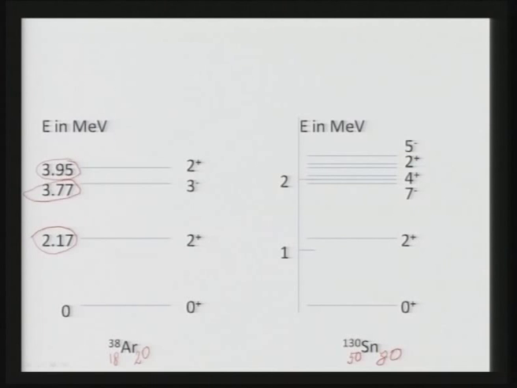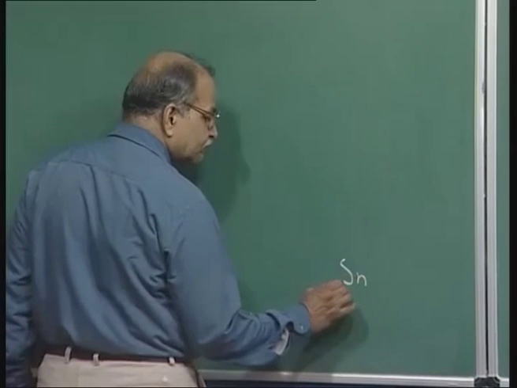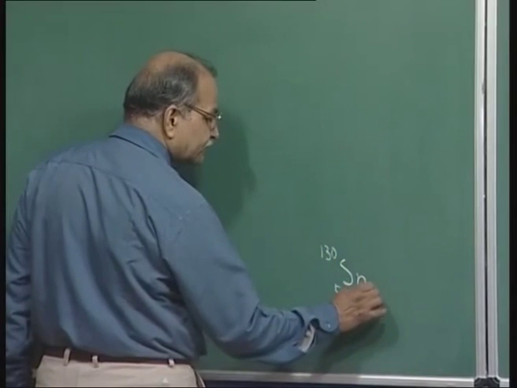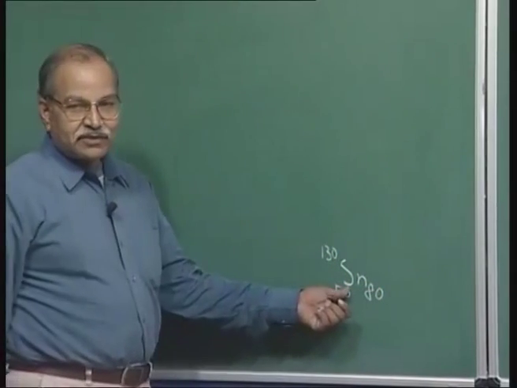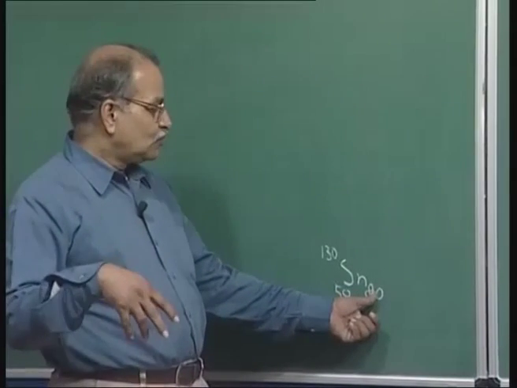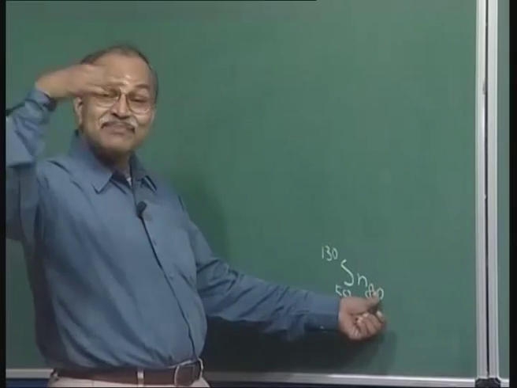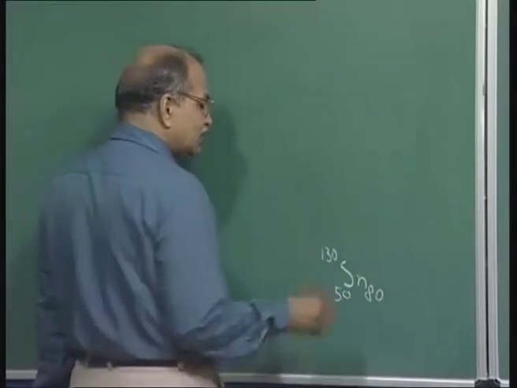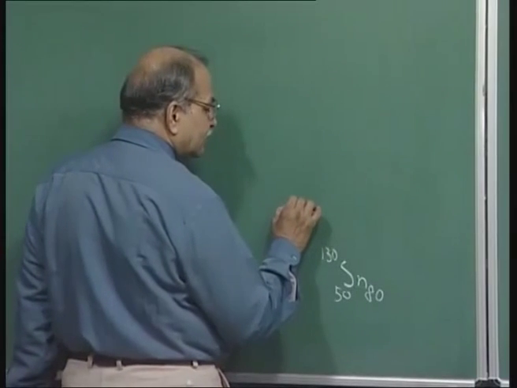So, tell me what it is. This is for tin 130. So, 50 here and 80 here. 50 is shell closure and 80 is 2 neutrons less than that major shell at 82. So, tell me what is there on the screen, the energy levels.